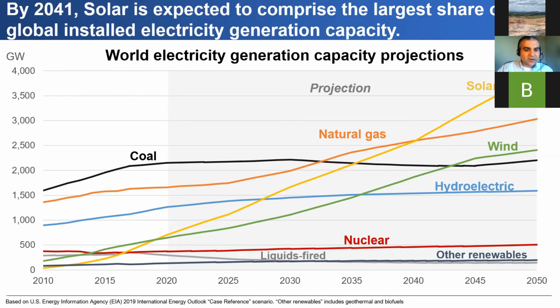And what you can see here is that, coal is expected to flatten out and maybe decrease a little bit. Hydro is also the same, nuclear, other renewables, and liquid-fired fossil fuels as well. The things that are expected to increase are natural gas, wind, and solar, right? To a fact that they expect solar to be the largest single source of electricity generation capacity. It's important to realize that this is capacity, which is important from the perspective of demand for commodities.